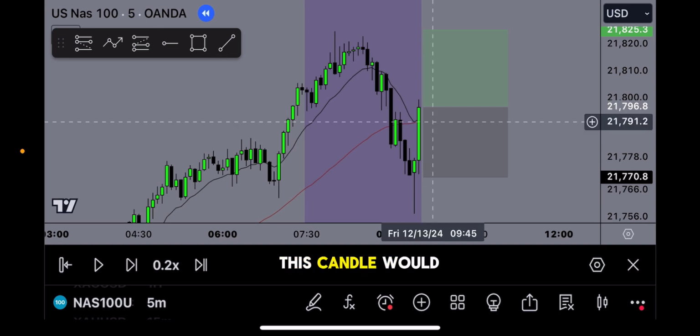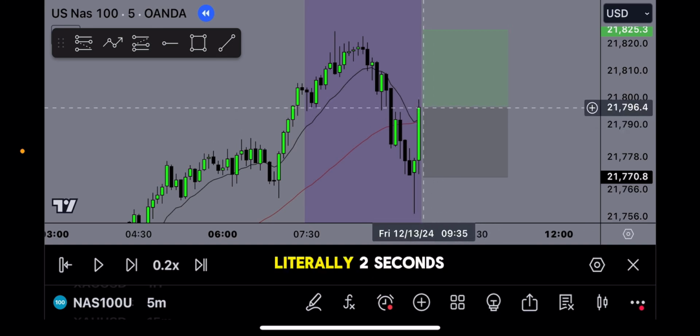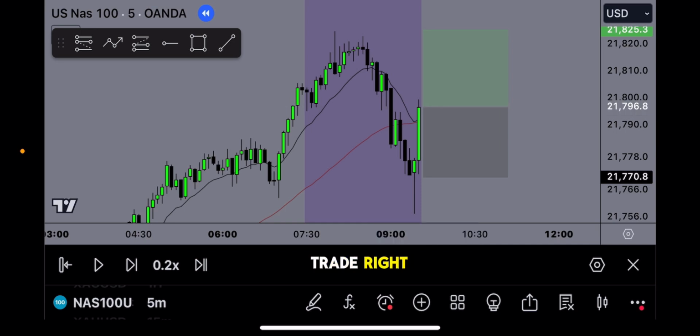So now, before this candle would have closed, literally 2 seconds before the candle fully closed, I would have pressed buy. Because by the time the candle closed, the next one would have opened. And by the time the next candle opens, price could jump up or jump down or skip, right? Or just take off. And then if you're not in the trade, you just missed out on the trade, right? So right before the candle closed, I'm getting in the trade. That's the entry for this strategy. Let's see what would have happened next.